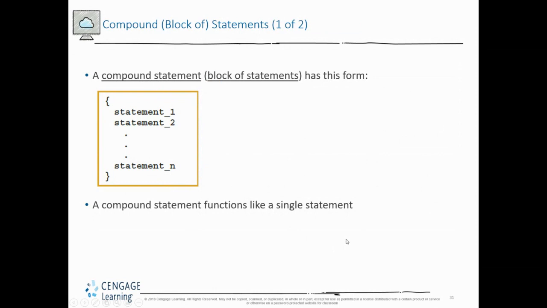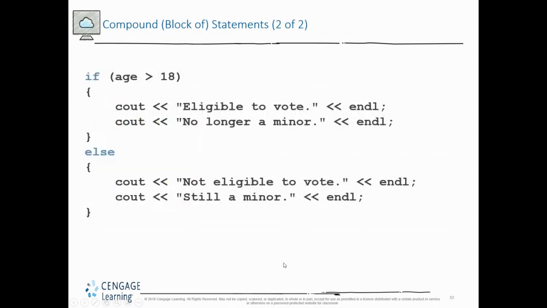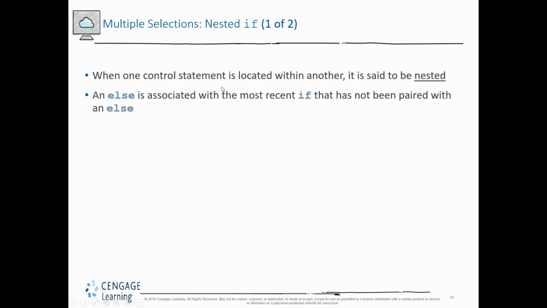So compound statements are blocks of statements where you have more than one thing within a block of code. Remember, a block starts with an open curly and ends with a closing curly. So let's look at what they're saying. If age greater than 18, it should be greater or equal probably, but that's all right. So if age greater than 18, eligible to vote, and another statement, no longer a minor. That's fine. Else, they're not greater than 18, but they might be 18, so not eligible to vote, still a minor. When one control statement is located within another, it is said to be nested.